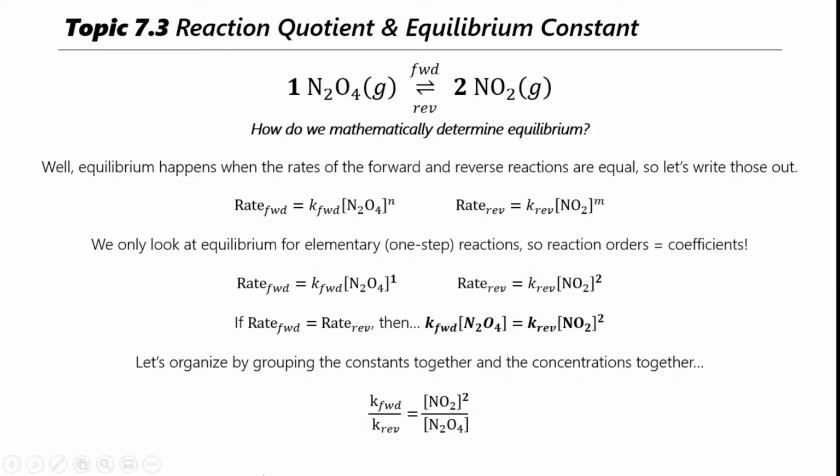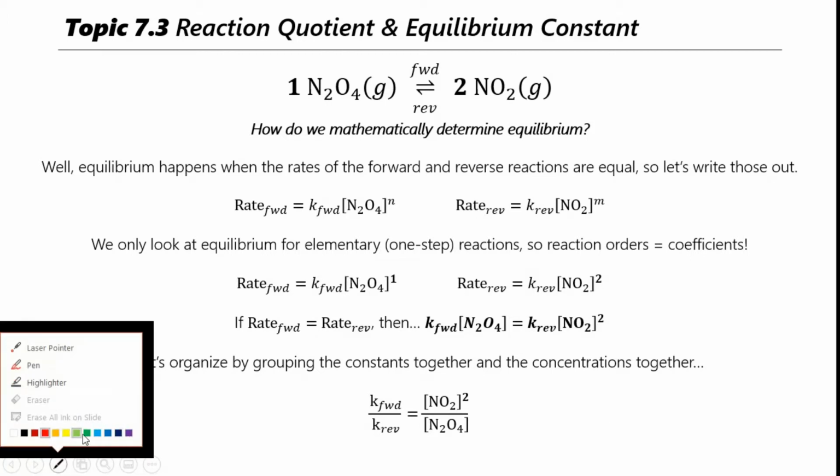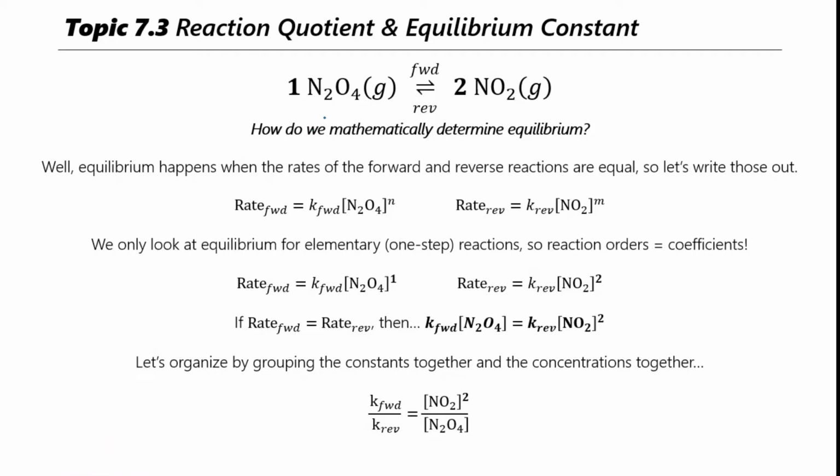So for the forward direction, let's do this in blue. In the forward direction, we have N2O4 becoming NO2. So this is our only reactant, so this is going to be the only thing with a concentration involved here. We also have an order of the reaction up here, this little n. For our reverse reaction, let's do this in orange, we have our two NO2s going to make our N2O4. So that's the only reactant in the reverse case. If you were to flip this around the other way, this would be a reactant. It also has a reaction order, this little m up here.